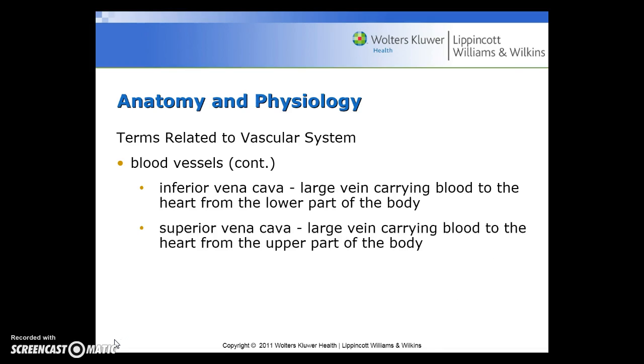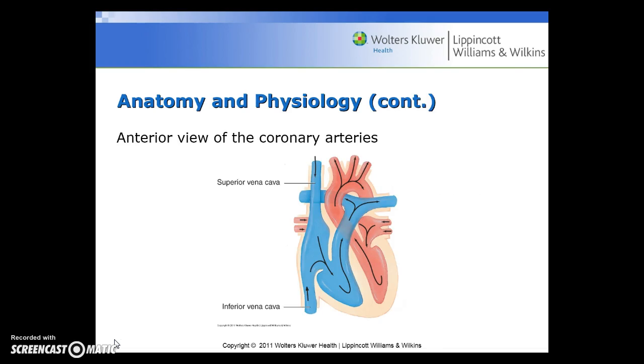The superior and inferior vena cava. The inferior vena cava is the large vein carrying blood to the heart from the lower part of the body, and the superior vena cava is the large vein carrying blood to the heart from the upper part of the body. And here is a diagram showing the superior vena cava and the inferior vena cava.